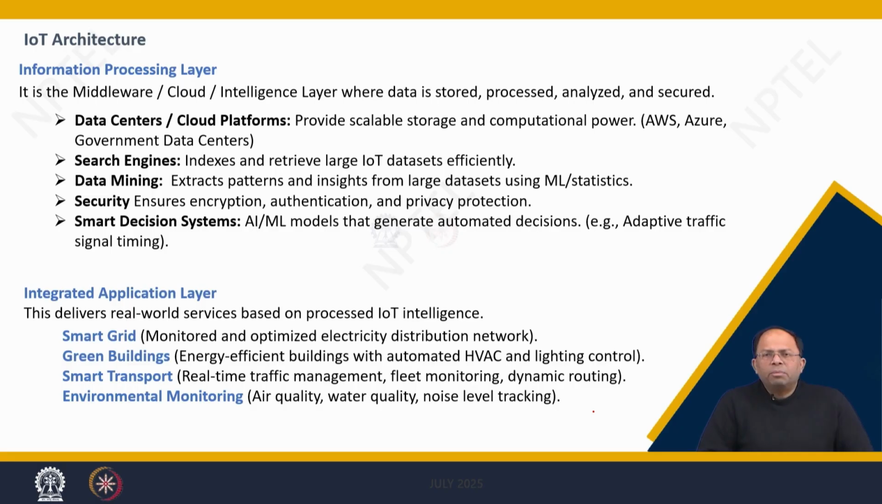So then there is the information processing layer. As we have discussed earlier, this is the middleware, cloud, or the intelligence layer, right? And this is where data is stored, processed, analyzed, and secured. So different components are there to it. There are data centers or cloud platforms. There are search engines. Data mining happens there as well.